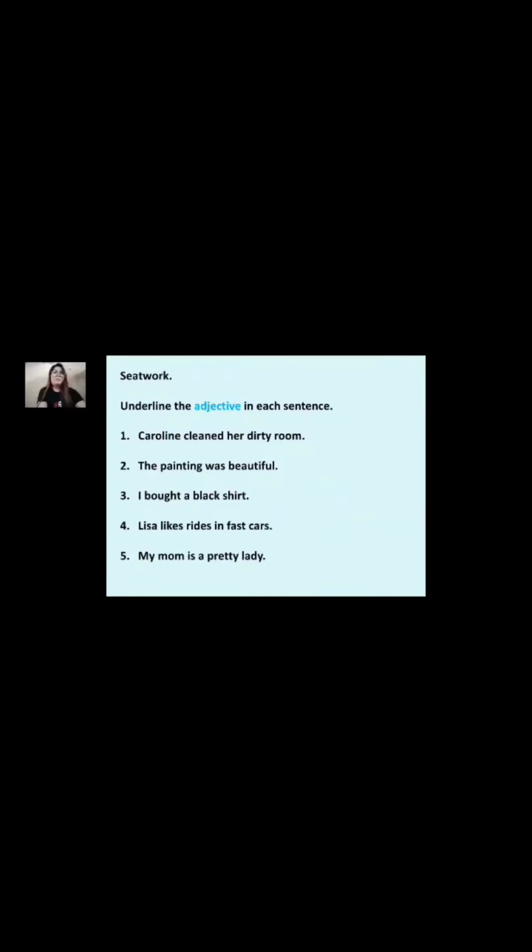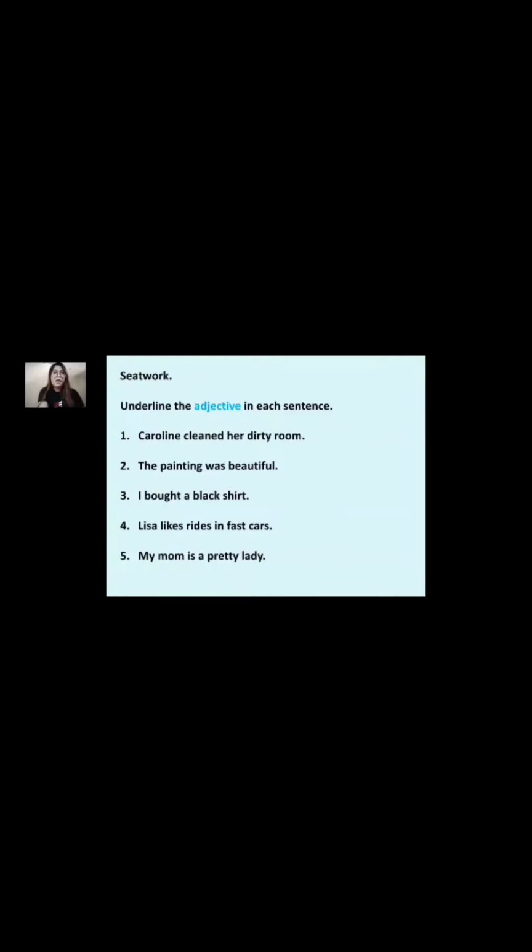Adjectives are so much fun. It's the way we describe nouns. So remember, you can use adjectives anytime. They are just words to describe nouns. So let us answer this activity. Underline the adjective in each sentence.